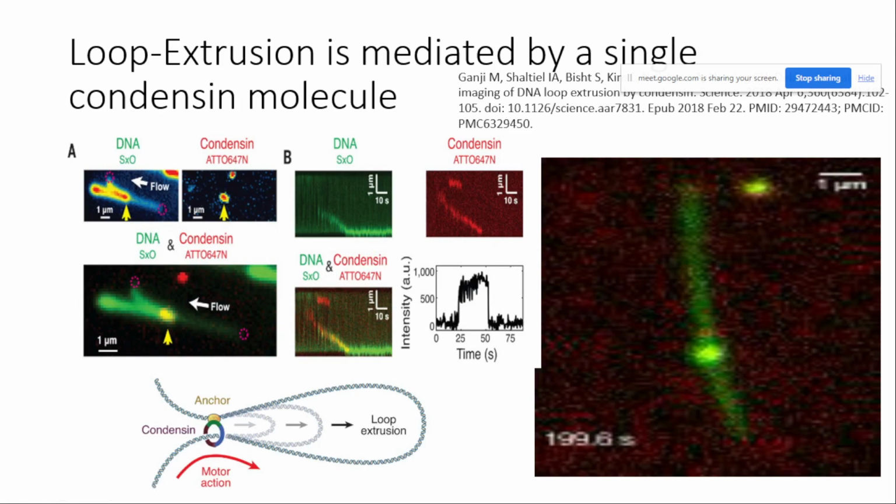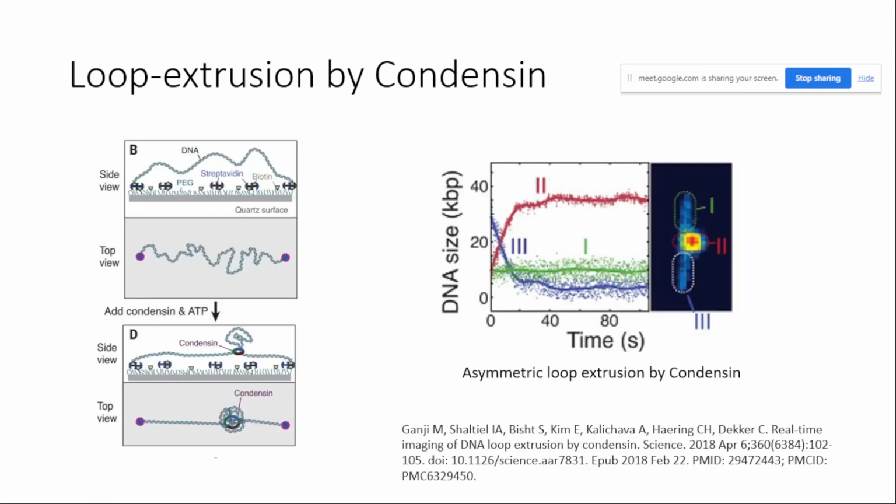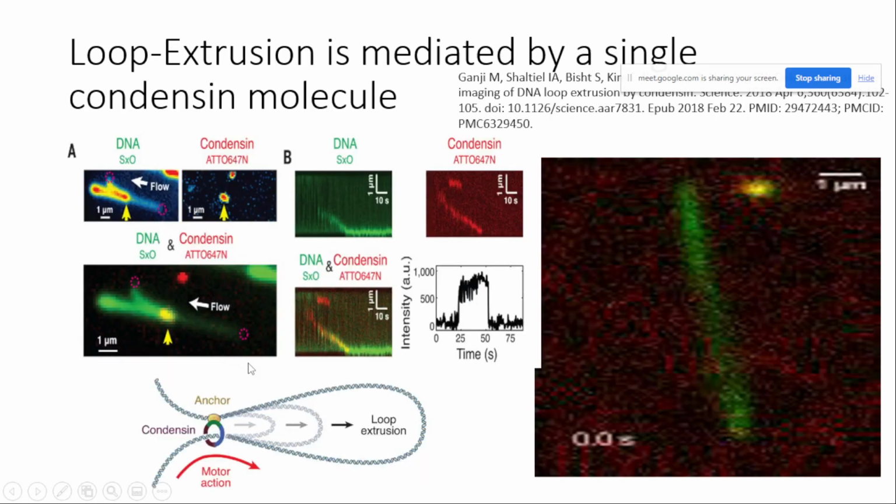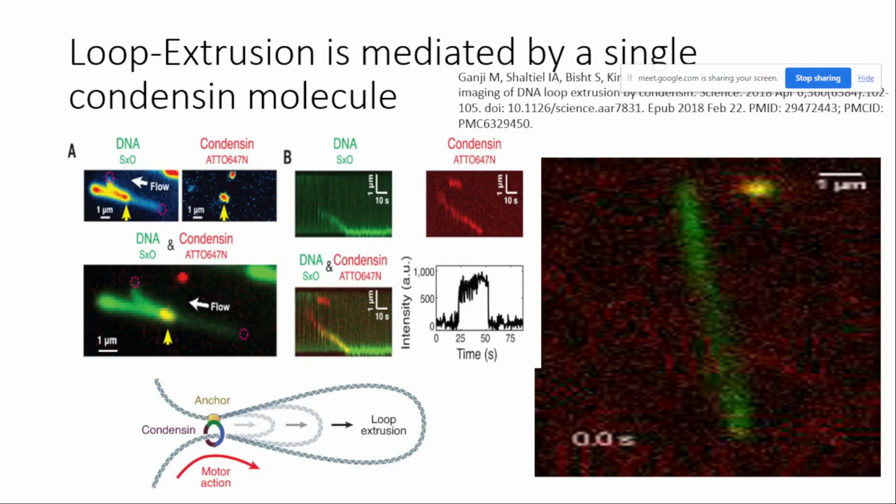And from the previous slide, what was the main conclusion from this experiment about the loop extrusion by the condensin? Asymmetric. The whole process is asymmetric. Asymmetric loop extrusion, very good. And also here you can see that both condensin and ATP are needed to extrude the loop, right? Yeah, nice, very good. So that's it for today.